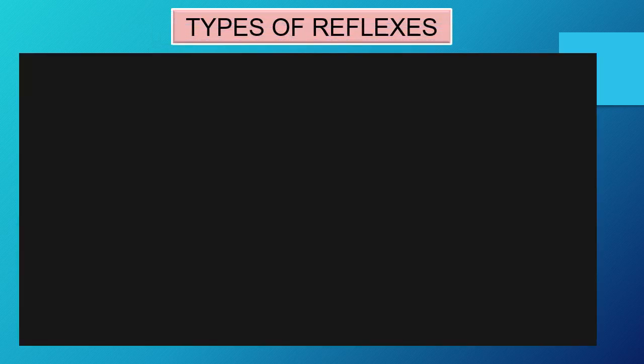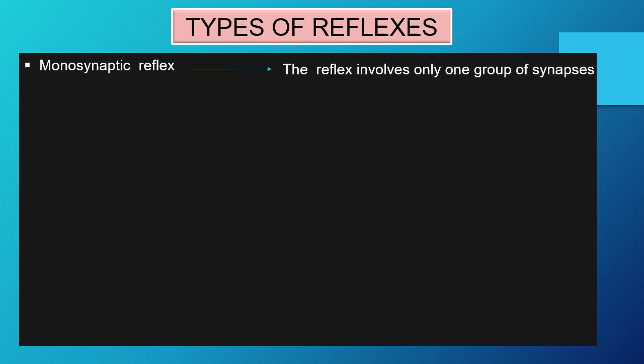Types of reflexes. Monosynaptic reflex. In some cases, the reflex involves only one group of synapses between sensory and motor neurons. This category includes the leg jerk reflex and consists of a receptor, an afferent or sensory neuron, central nervous system, an efferent neuron and an effector.